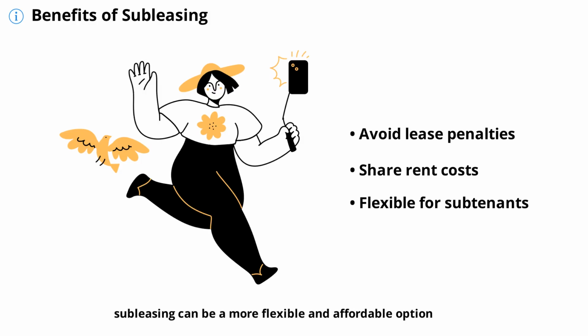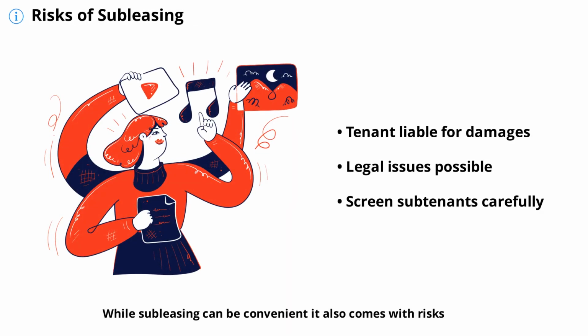For the subtenant, subleasing can be a more flexible and affordable option, often with shorter lease terms. Landlords may benefit by having the property occupied and rent paid, even if the original tenant is away. While subleasing can be convenient, it also comes with risks. The original tenant is still responsible for the lease, so if the subtenant fails to pay rent or damages the property, the tenant must cover the costs.